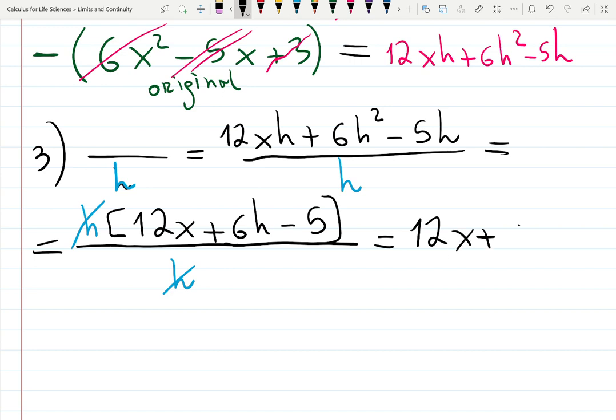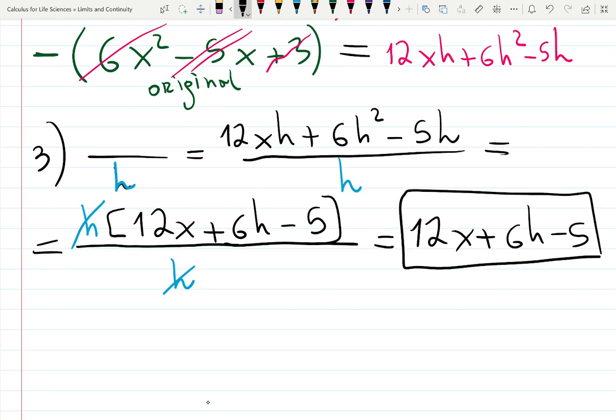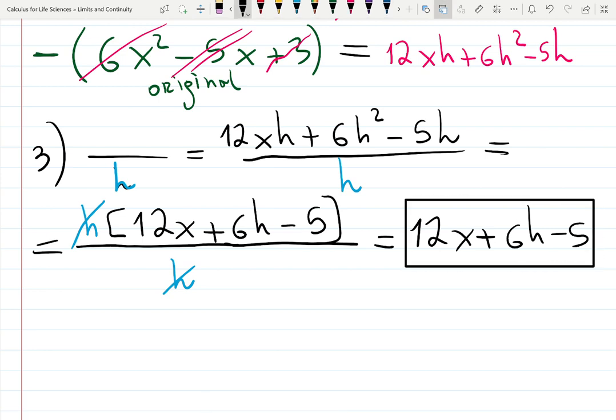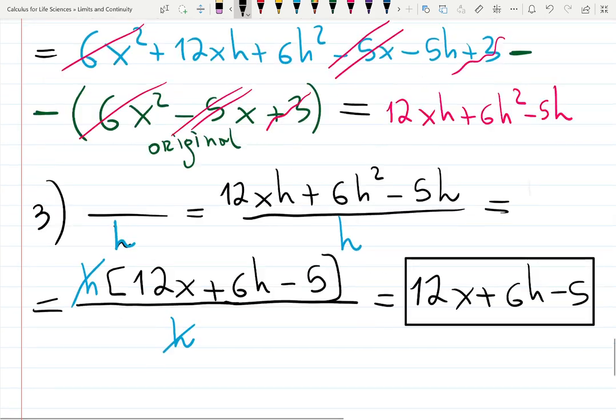12x plus 6h minus 5. It's much shorter. It includes h, which is a step size. And now I can change h the way I want, and this will give me the average rate of change for this quadratic function with this small step size, which is nice. If you look at your homework, you will have to do the same thing with the square root, squares. So it's more about algebra than actually something new.